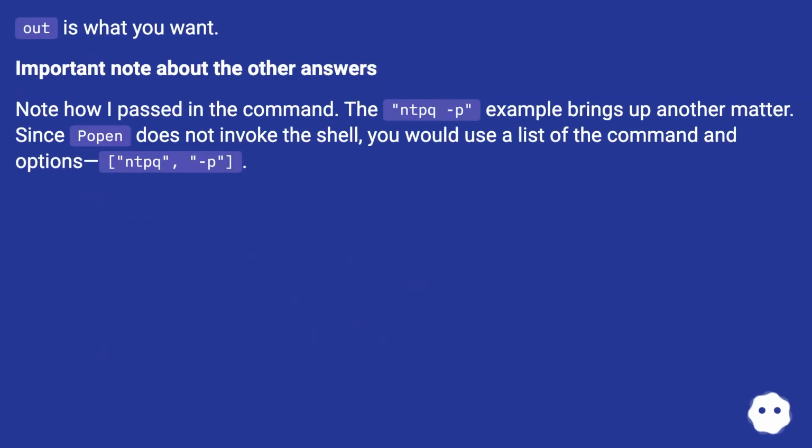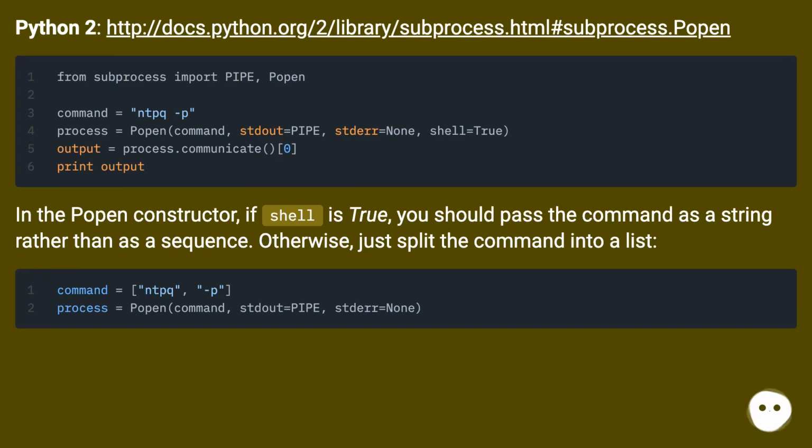Important note about the other answers. Note how I passed in the command. The ntpq -p example brings up another matter. Since Popen does not invoke the shell, you would use a list of the command and options, ["ntpq", "-p"]. Python 2, this URL.